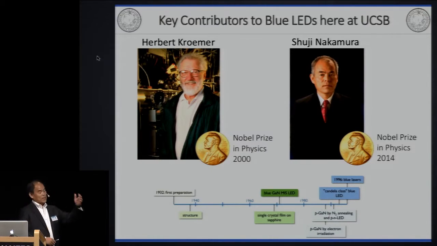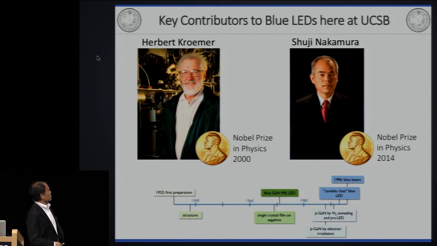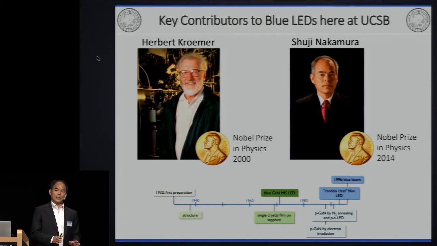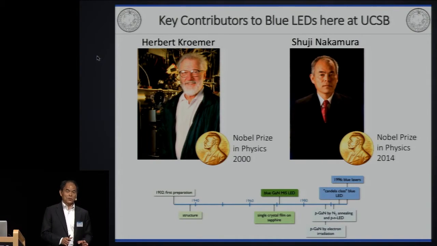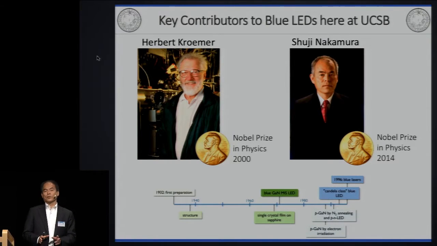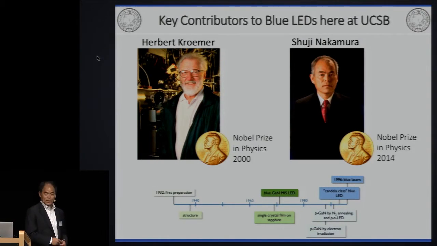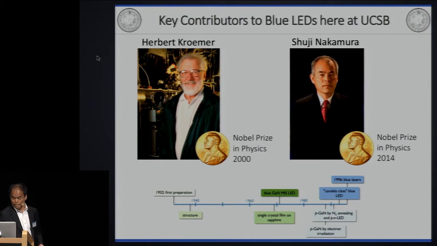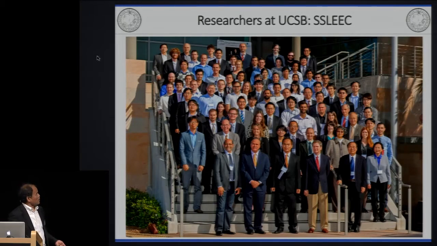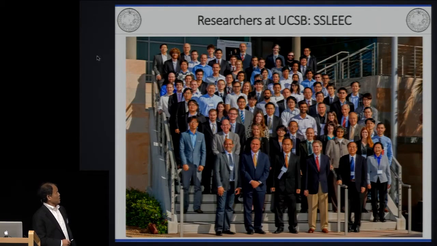And this is UCSB. At UCSB, Herb Kroemer received the Nobel Prize in physics in 2000 because he invented the idea of heterostructures. For LEDs and laser diodes, we always have to use double heterostructures, so we have to use his invention of heterostructures to develop highly efficient LEDs. At UCSB, we have a big Solid State Lighting and Energy Electronics Center, and all the students and professors are working to develop next generation solid-state lighting using indium gallium nitride-based materials.